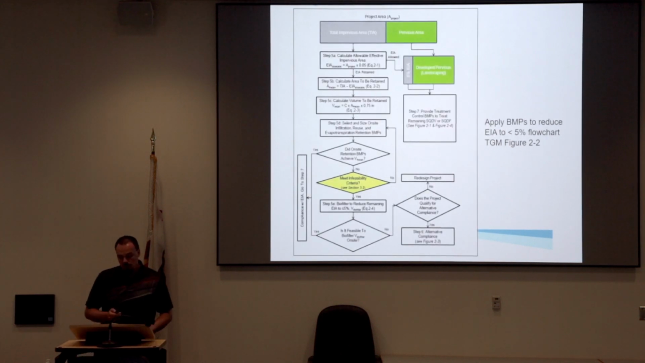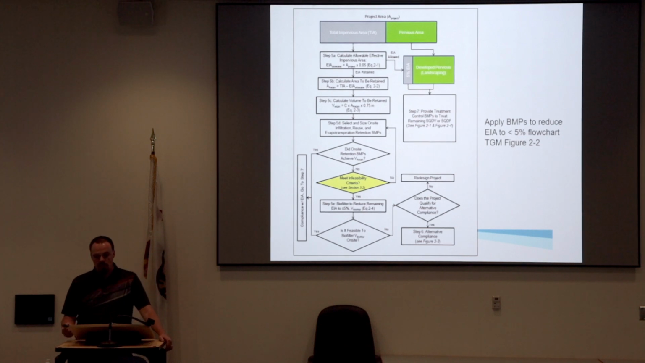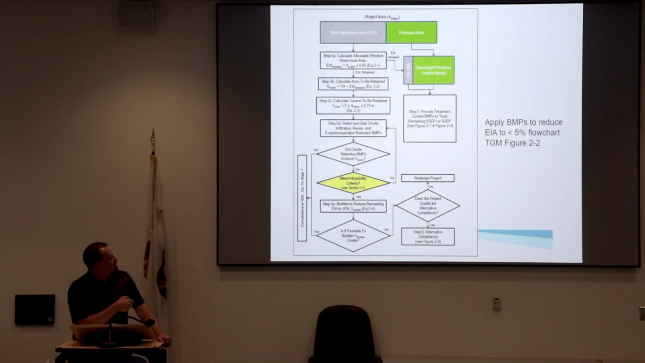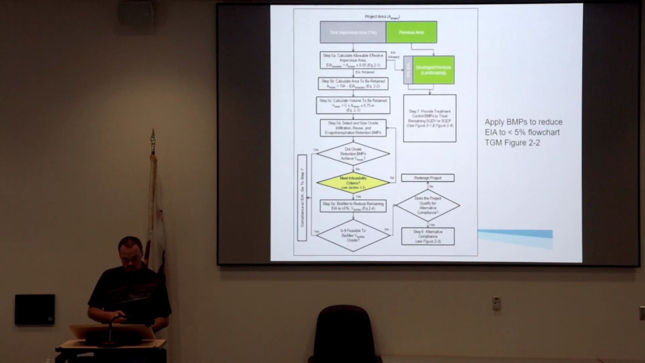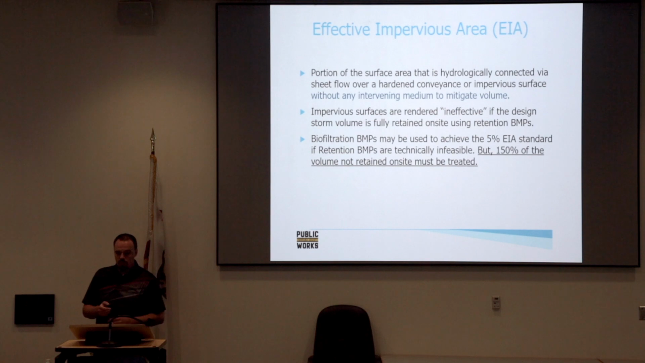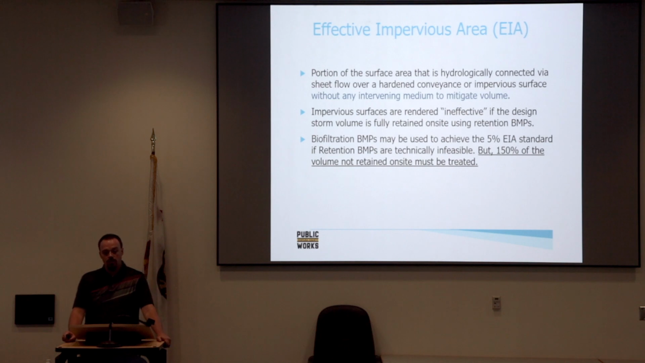So this is figure 2-2, which is the subset of step 5. So step 5 is actually broken into 5A, B, C, D, and E, and then it goes on to step 6 and 7. 6 I'll touch on as well briefly, but it's not one we're going to spend time on. So the design of BMPs generally revolves around this term, effective impervious area. It's the portion of the surface area that is hydraulically connected via sheet flow over a hardened conveyance or impervious surface without any intervening medium to mitigate volume.